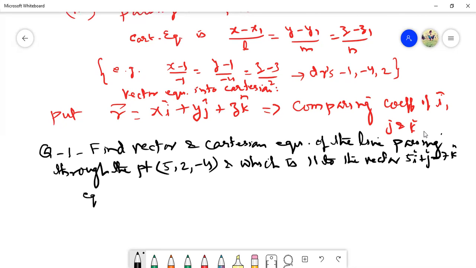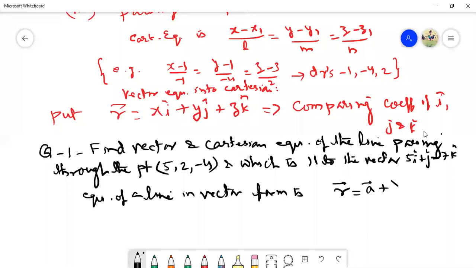So the equation of a line in vector form is r equals vector a plus lambda vector b. This is the first form, the general form. Now you have to write it in vector form, meaning the values are given, so we can write first what is given here.